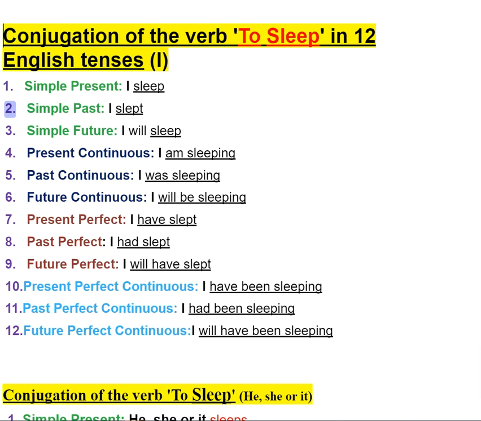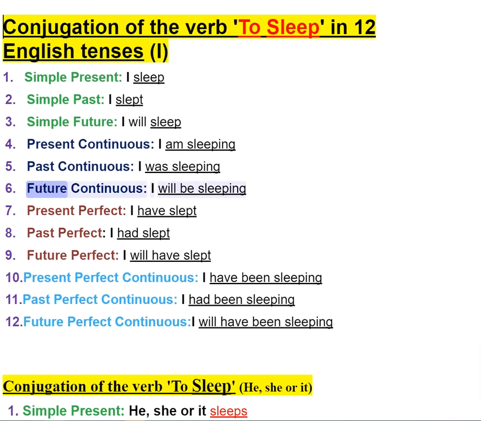2. Simple past, I slept. 3. Simple future, I will sleep. 4. Present continuous, I am sleeping. 5. Past continuous, I was sleeping.